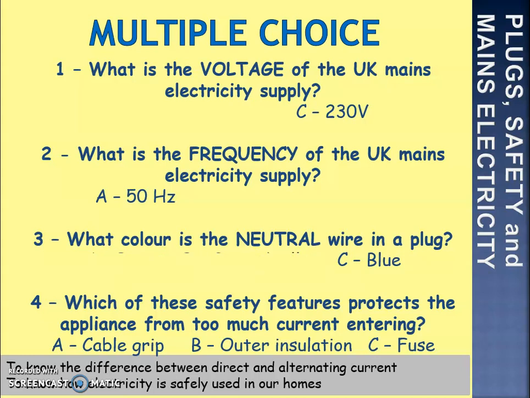And finally, which of these safety features protects the appliance from too much current entering? Well, the cable grip is there to prevent the wires from getting loose, so it's protecting us. The outer insulation is plastic, so it means that we don't get an electric shock when touching wires. So the answer has to be C, the fuse.